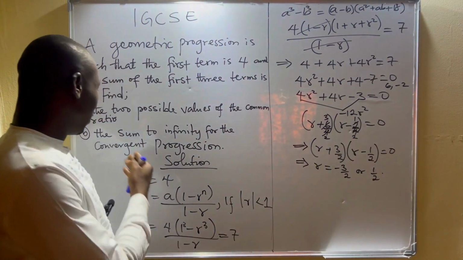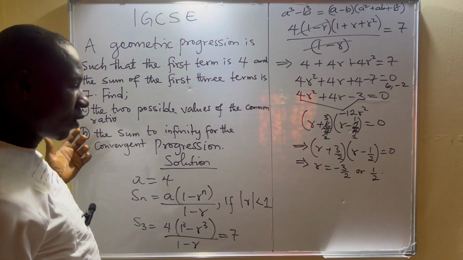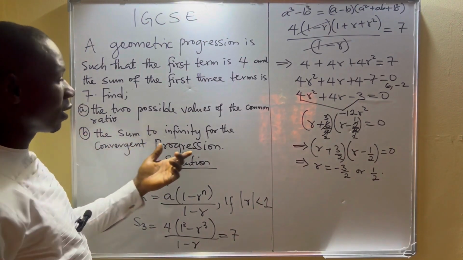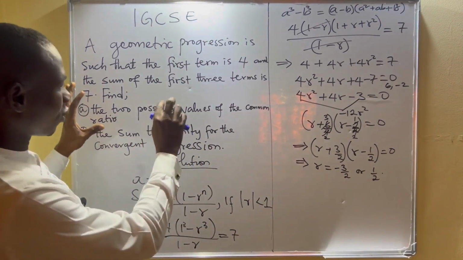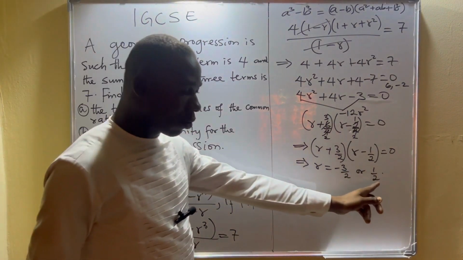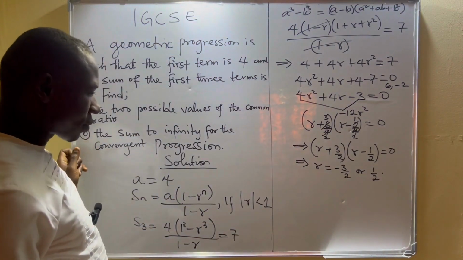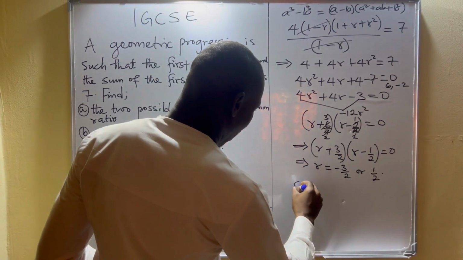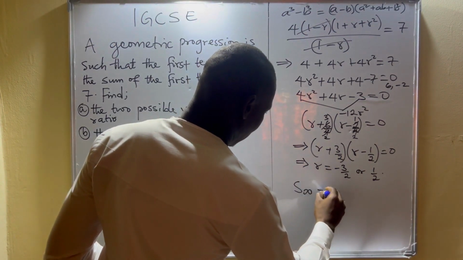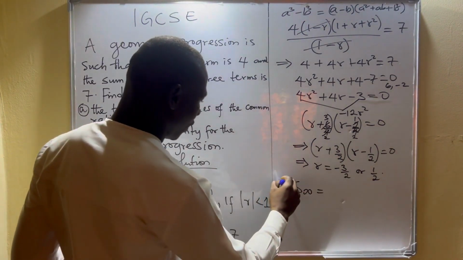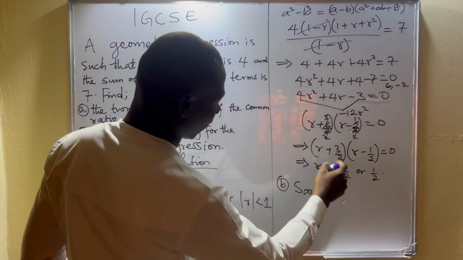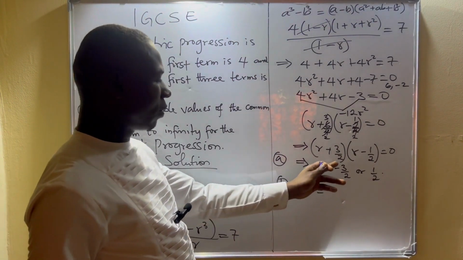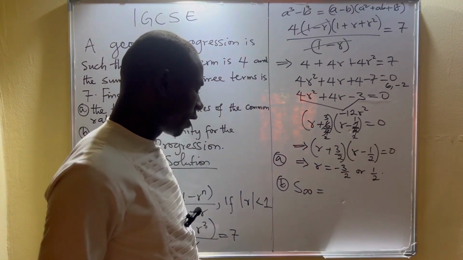So if you watch closely, the second question said find the sum to infinity for a convergent progression. So for this progression to be convergent, it means we are working with this r. Then our sum to infinity, S infinity, we are working for b now. So this is our answer for a: the two r's are minus 3/2 and 1/2.